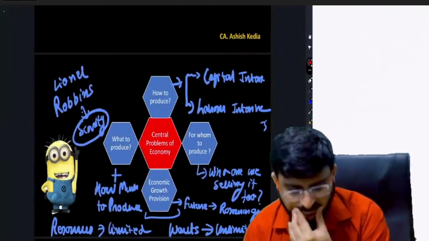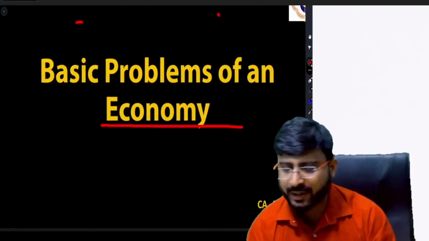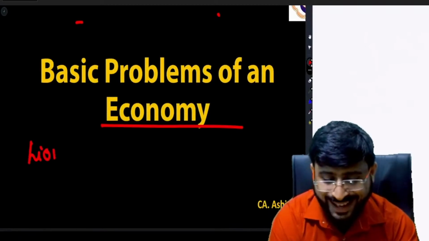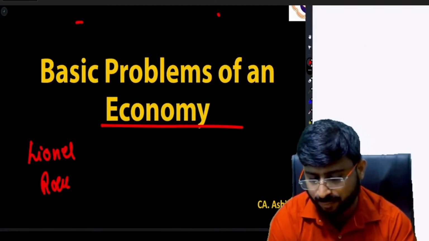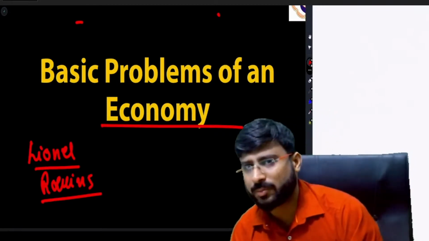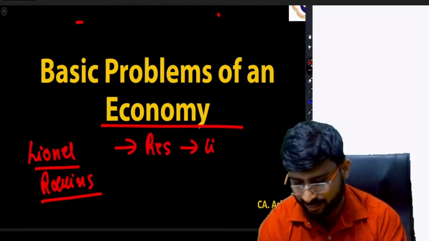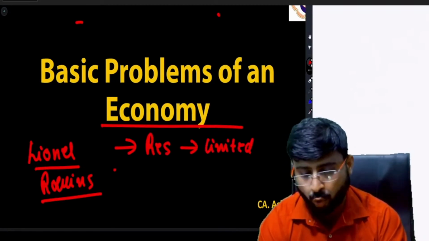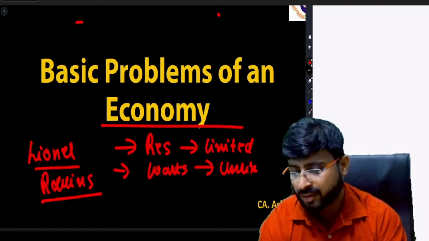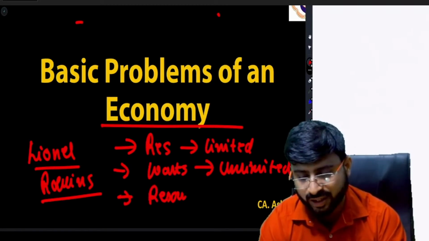Basic problems of economy. My dear friends, you all must remember that at the very beginning of this class, I had taught you Lionel Robbins' definition of economics. What did Lionel Robbins tell us? Lionel Robbins told us that resources are limited, wants are unlimited. You all remember this? And we also discussed that resources have alternative uses.